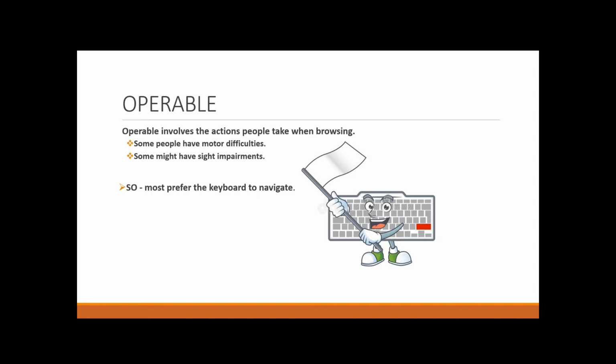The principle of a website being operable is about the different ways people take when browsing the web. Some of them may have motor difficulties, which means they use their keyboard to navigate, and some users who have sight impairments often prefer to use a keyboard rather than a mouse too. The main issues for making your website operable are ensuring good keyboard-only navigation, avoiding setting time limits for your users, and helping them out if they make errors on forms. They recommend that all navigation should be assessed through the keyboard.